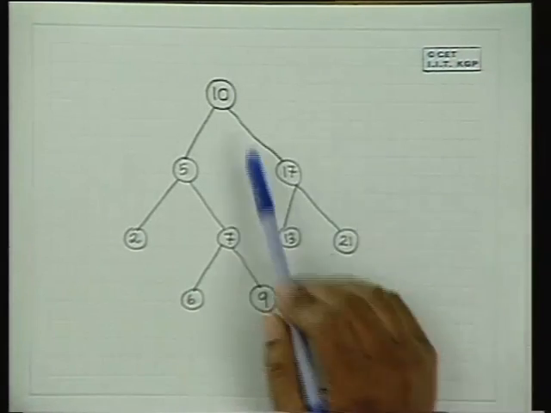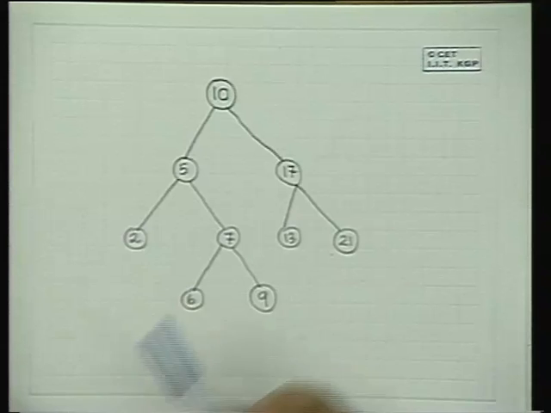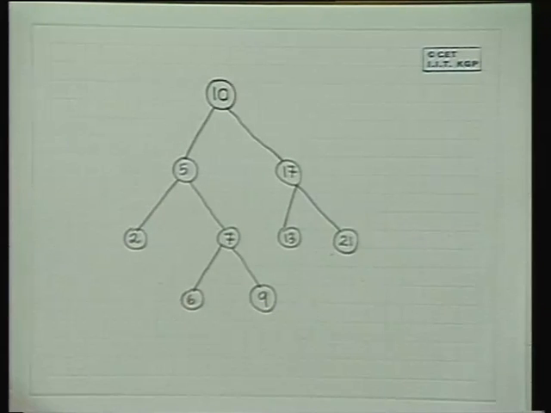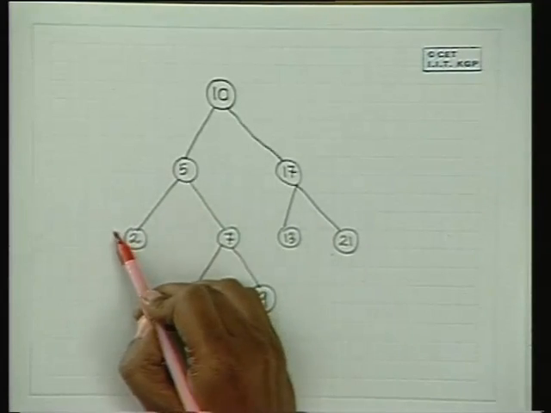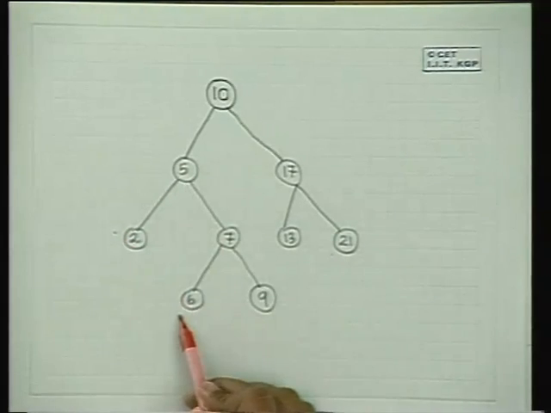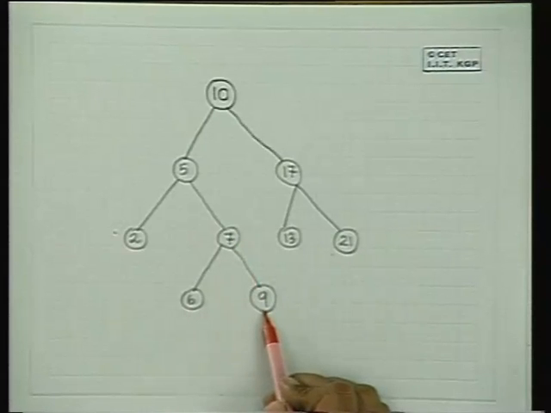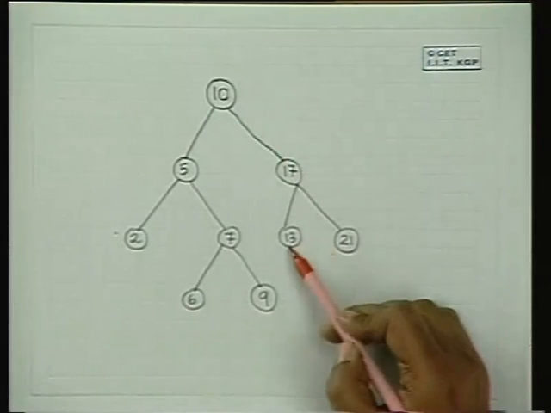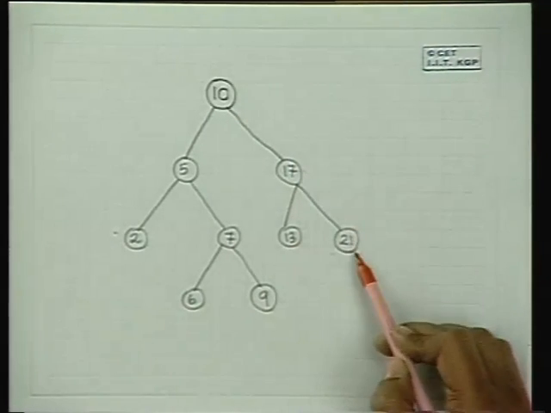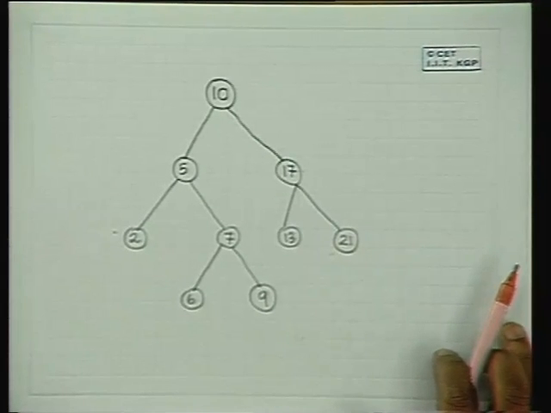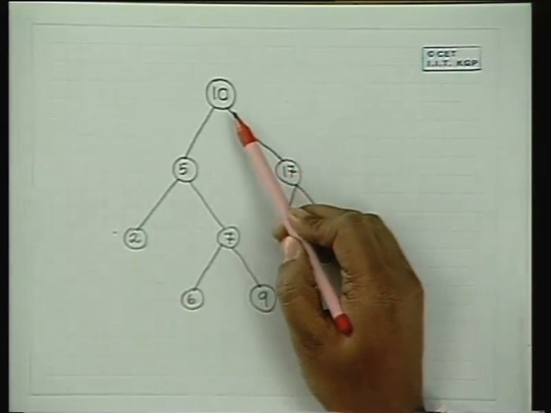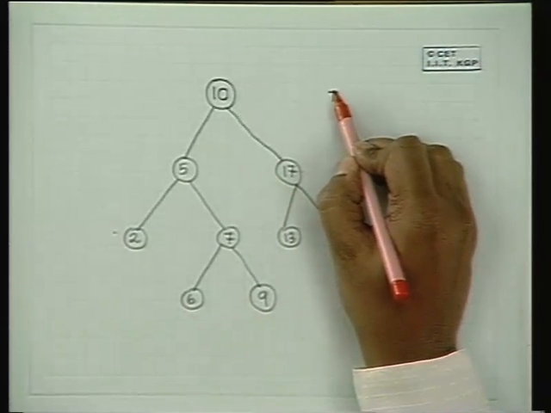And now suppose we want to print these elements in sorted order, then the sequence in which we should print it is this, then this, then this, then this, then this, then this, then this, 17, and then 21. The question is how we will get it? We will get it by a simple scheme called traversal.